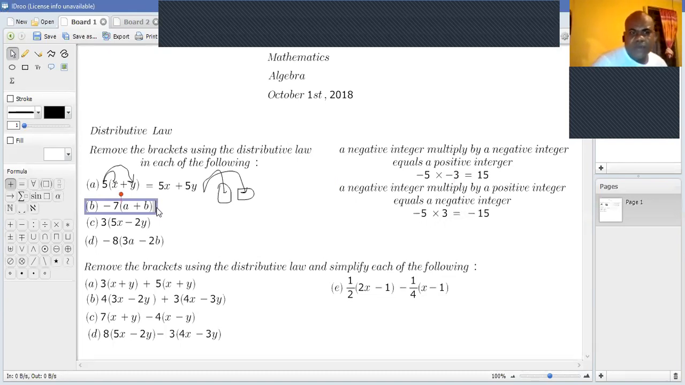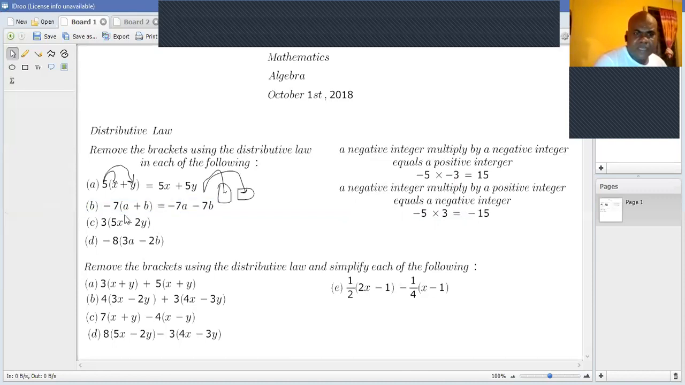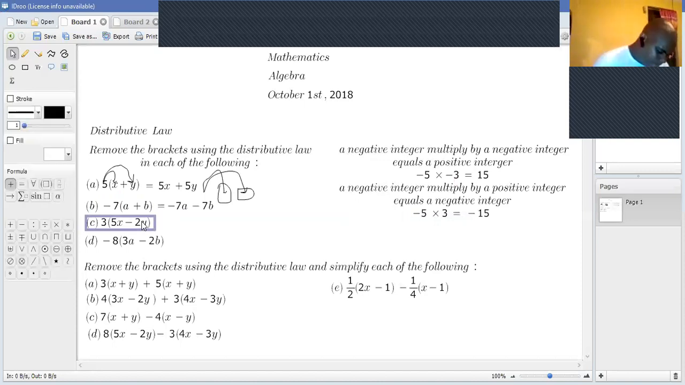Good. So negative 7 times a is what? Oh, so negative 7a. Yes, and negative 7 times positive b gives you what? Negative 7b. Exactly. Okay. All right. Understand that now? I just understand now, sir. Oh, good.